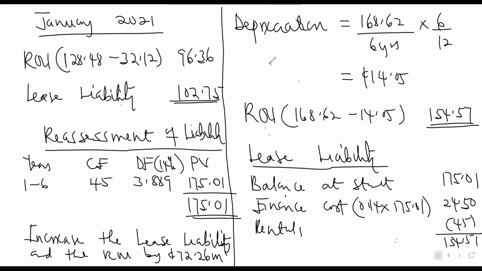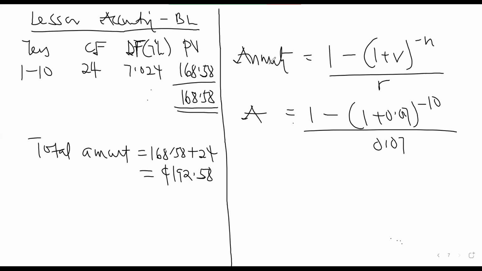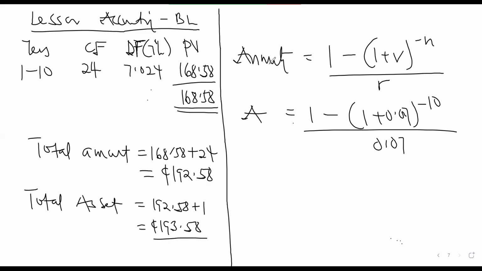Okay. And you also have a direct cost. What do we say about a direct cost? If you want to find any gain or loss, what do you do with the direct cost? You add the direct cost to the right of use. So the total value of the assets that we are giving to them will be 192.58 plus 1. What are we having? 193.58. So this is the total value of the asset that we are leasing to those people.